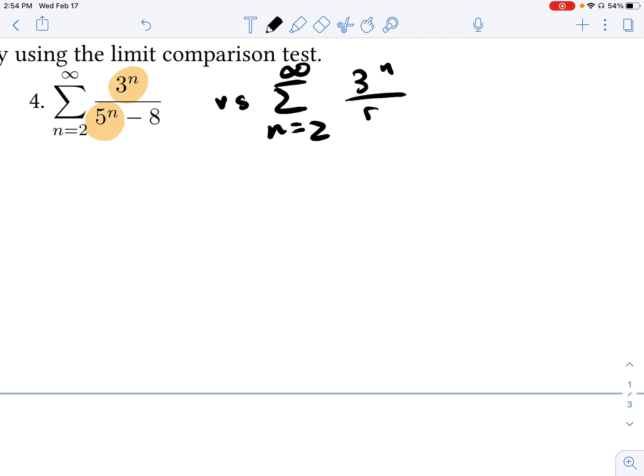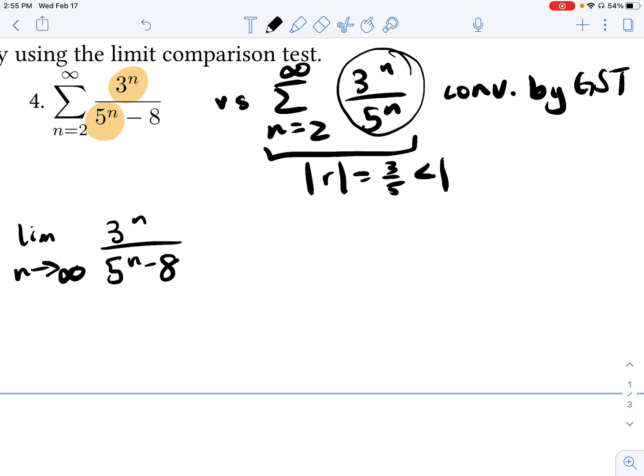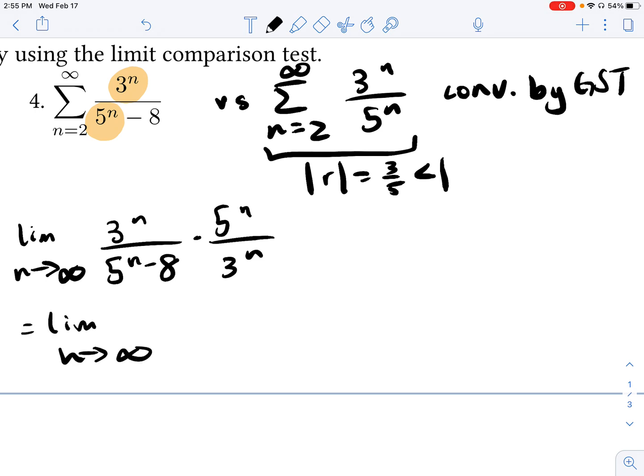3 to the n over 5 to the n, which I know here that my ratio is equal to 3/5, which is less than 1. So this series here converges by the geometric series test. Well, now it's time for us to do the limit comparison test. So as n approaches infinity, I'm going to write 3 to the n over 5 to the n minus 8 divided by the reciprocal of this, which means I'm going to multiply it by 5 to the n over 3 to the n, which then I can rewrite as the following. 5 to the n over 5 to the n minus 8.